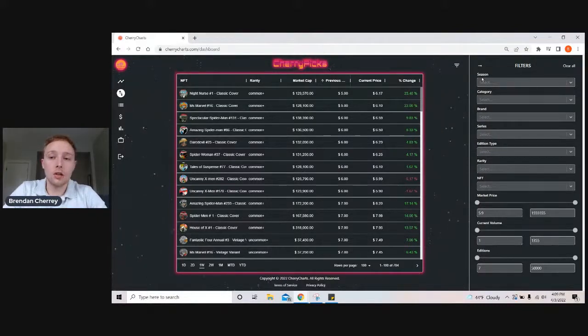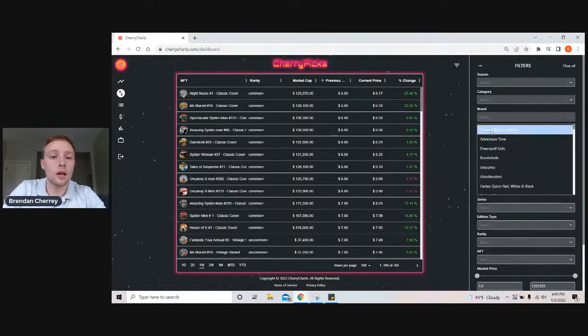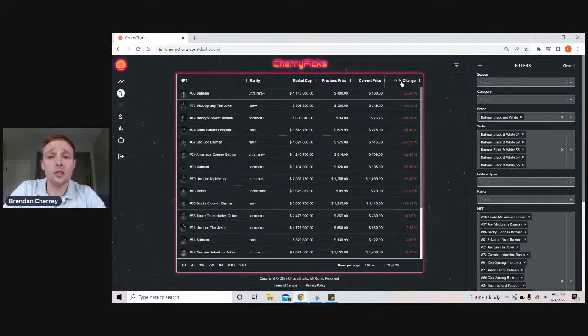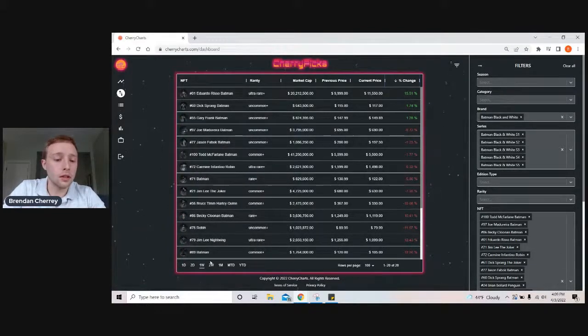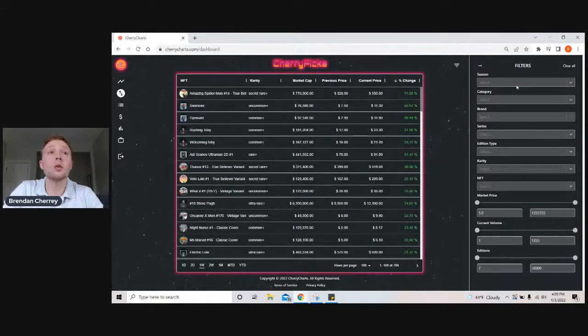So, again, just going into it, if you want to take a look at Batman Black and White based off of percent change, it looks like in the last week, 3 of them are positive, the rest of them are negative. Or, you can have a much broader view. And I know I said earlier that season and category doesn't load for everything, but for CherryPicks, this is not the case. For CherryPicks, everything loads.